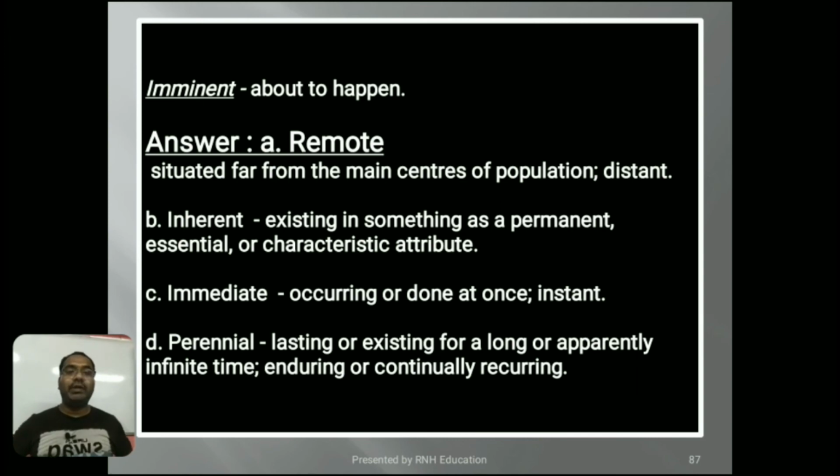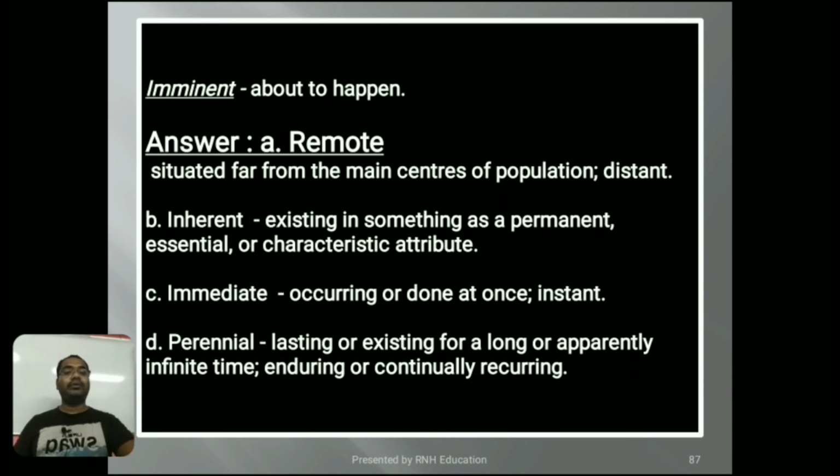So the answer should be remote. Remote means distant, situated far from the main centers of population, that is called distant. So the right answer should be remote. Now check the other three options. B is inherent. Inherent means existing in something as a permanent, essential or characteristic attribute. And C was immediate, that means occurring or done at once, instant. And D was perennial. Perennial means lasting or existing for a long or apparently infinite time, enduring or continuously recurring, that is called perennial.